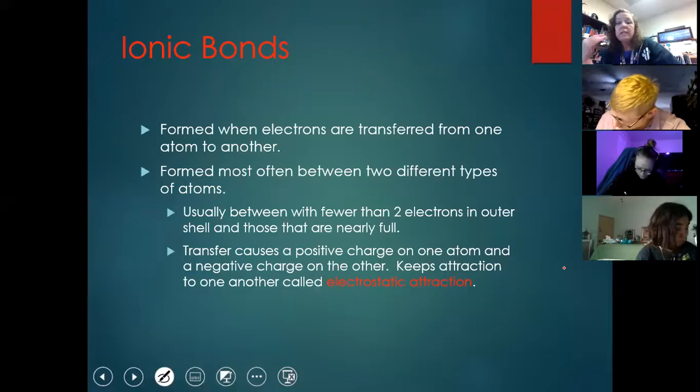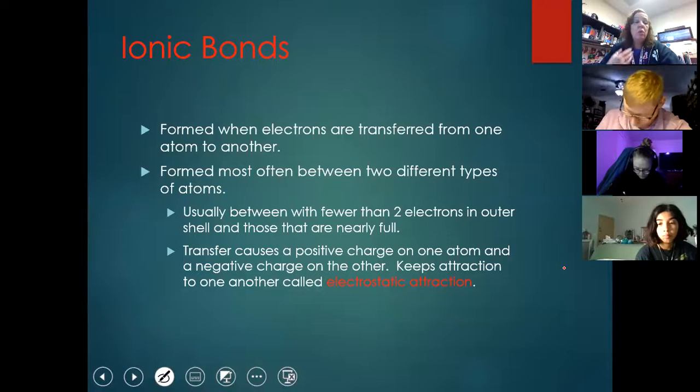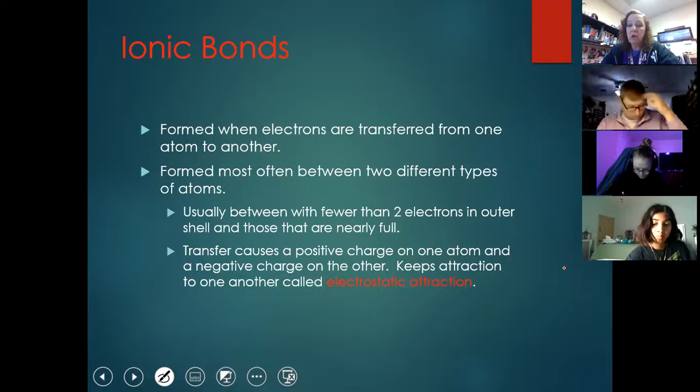Our ionic bonds, again, electrostatic. We're going to be gaining or losing an electron.